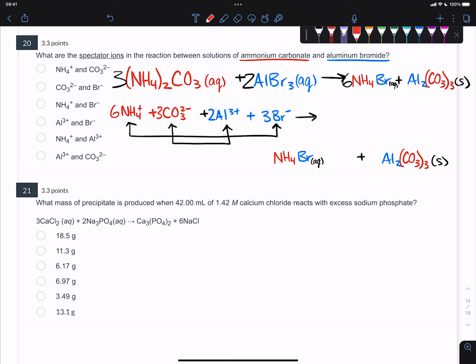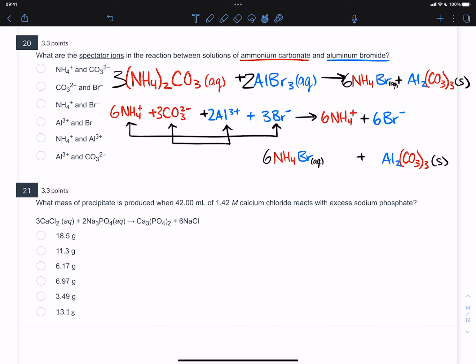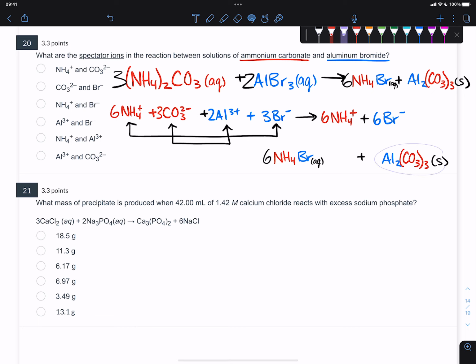We're going to have 6 here, and that's going to stay how it is. So what it's going to actually look like is 6 ammonium ions, and we have our 6 bromide ions, and of course we still have our precipitate. Actually, I still don't have room, so I'll move that there.